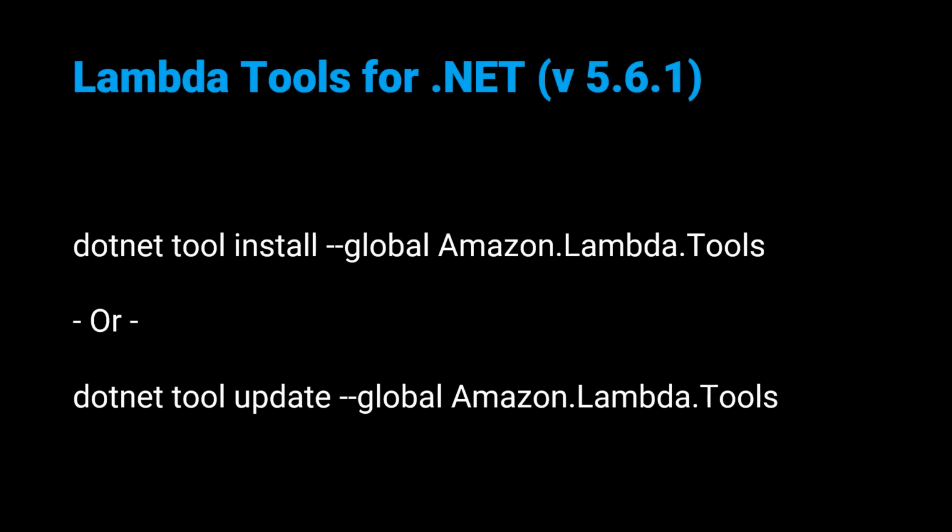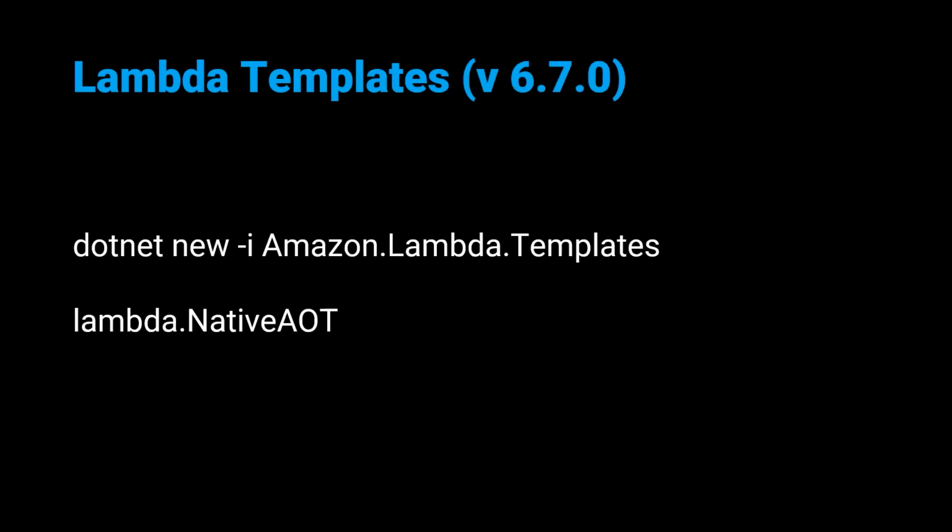Installing the Lambda tools for .NET is easily done from the command line. You type in the first option here at the command line, so that's dotnet tool install --global Amazon.Lambda.Tools. If you already have the Lambda tools installed, then you want to change the install option to be update, and run the command line to get the latest updated version of the Lambda tools. You want to make sure that your version of the Lambda tools is at least version 5.6.1, which is current as of this video.